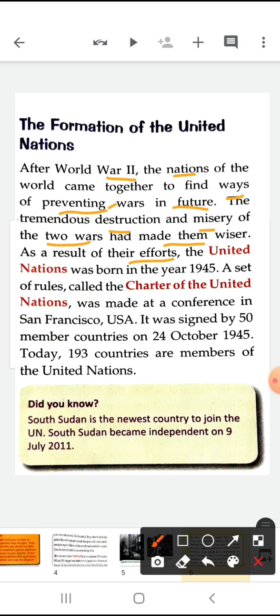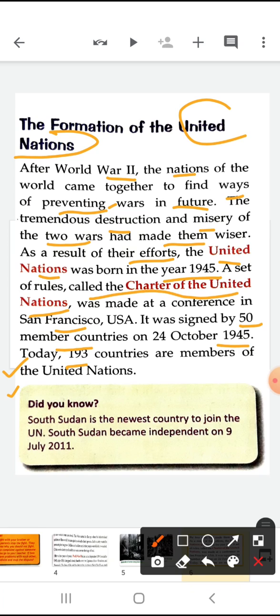As a result of their efforts, the United Nations was born in 1945. A set of rules called Charter of United Nations was made at the conference in San Francisco, USA. It was signed by 50 member countries on October 24, 1945. Today, there are 193 countries who are the members of United Nations.